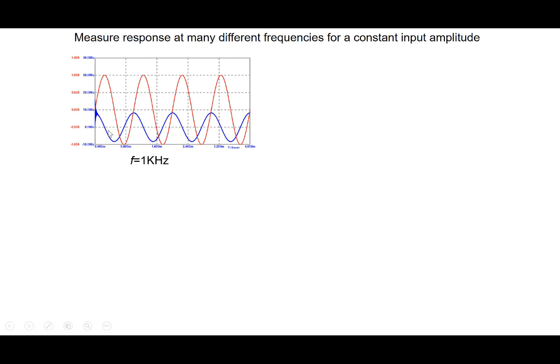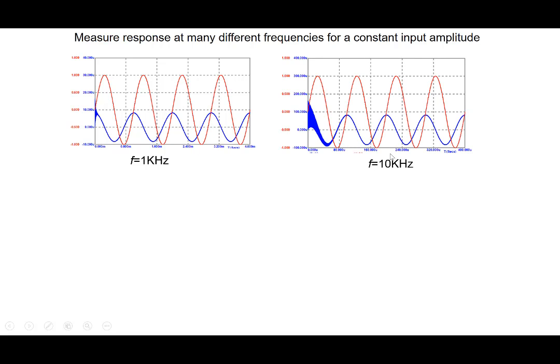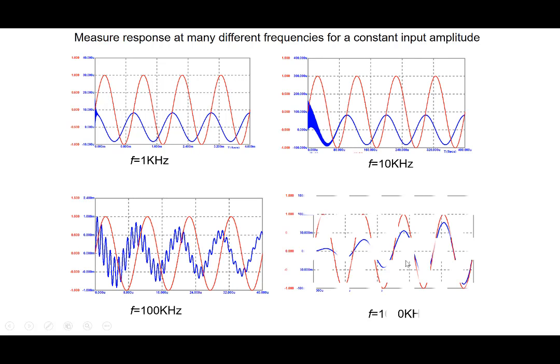Let's say a 1 kilohertz sinusoid is the input. Then we look at, say, 10 kilohertz, 100 kilohertz and 1 megahertz. And of course, we see the response is different. Note that the amplitude response to 1 kilohertz is different from the response to 10 kilohertz, the response to 100 kilohertz is quite different, and the response to 1 megahertz is also quite different. So the response is different at different frequencies. But then we are still looking at these responses in time domain.